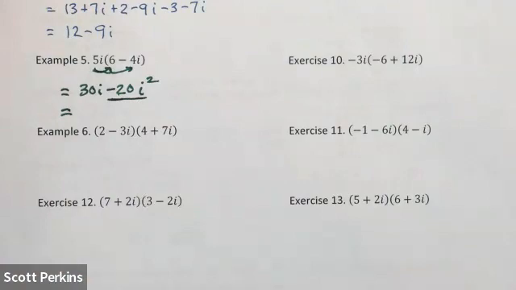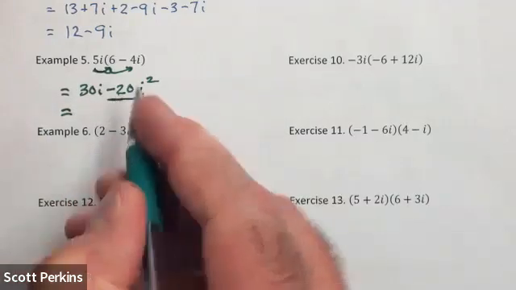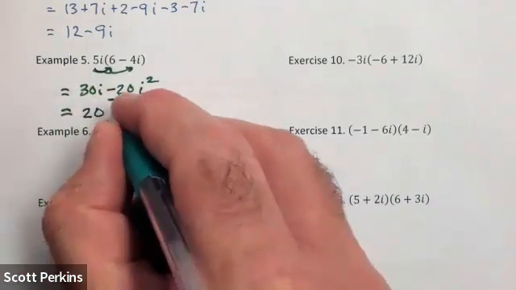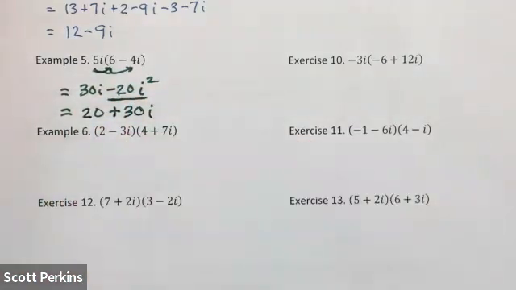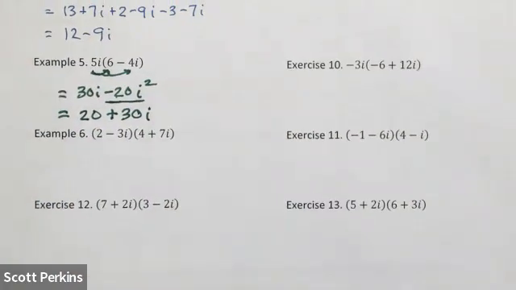Okay, that's big. Every one of these last problems that you're going to do, that is going to be a little bit of trivia. So negative 20 times negative 1, that is 20, and then plus 30i. That is my complex number answer. All right, well, go ahead and try exercise 10. It's the same thing. You're going to distribute right there.